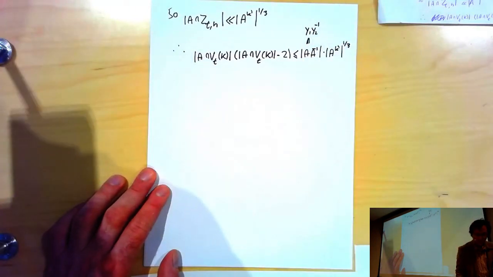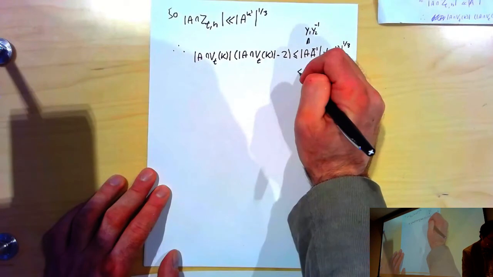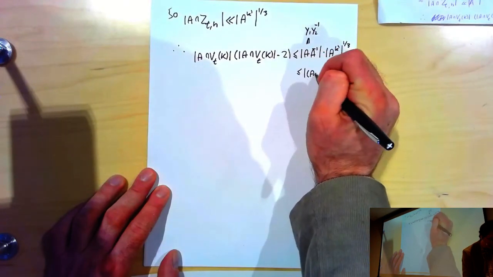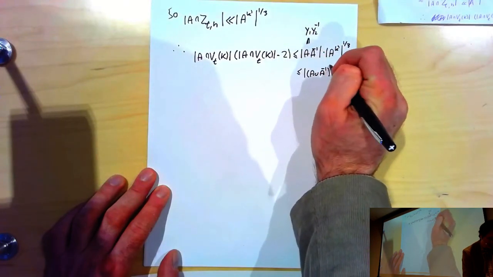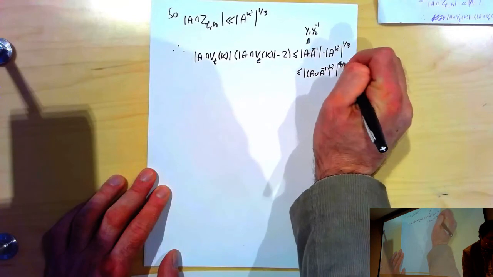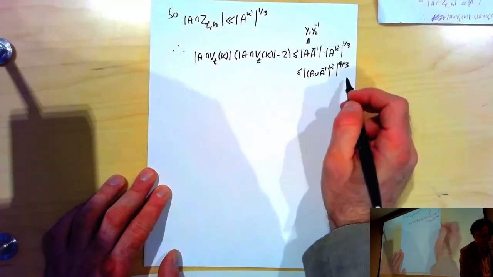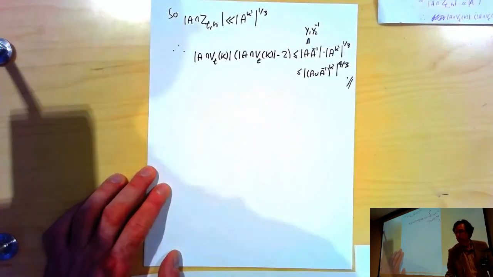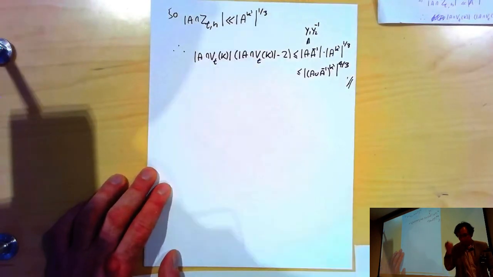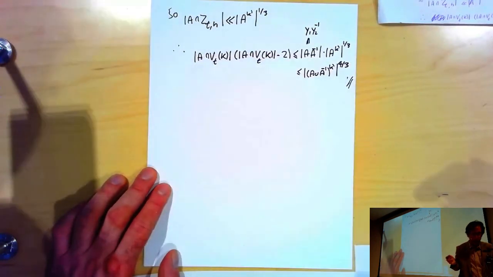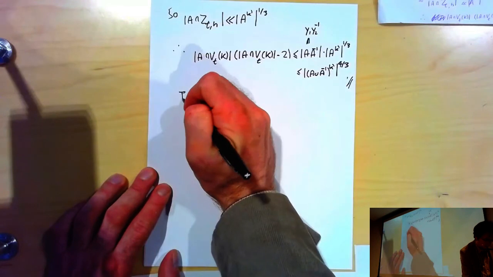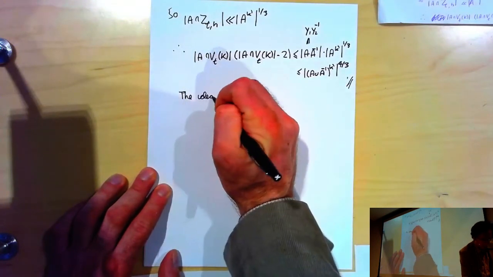You want 4/3, and then you take square roots, and you have exactly what you wanted. You have this bound here. Now, this argument works in general. The idea works in general.